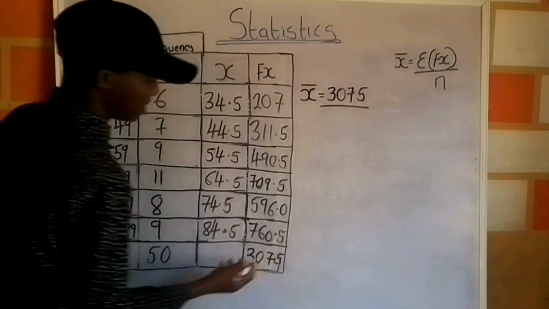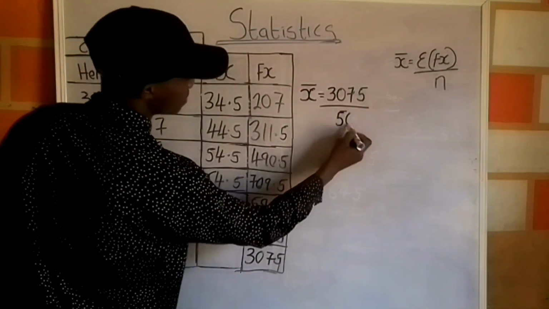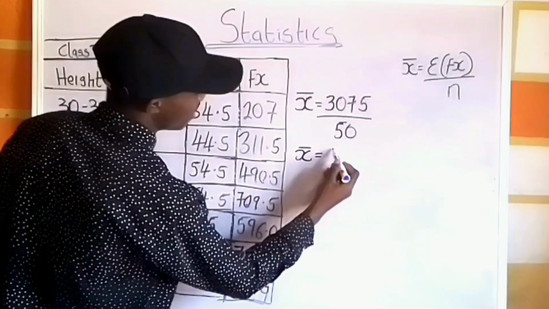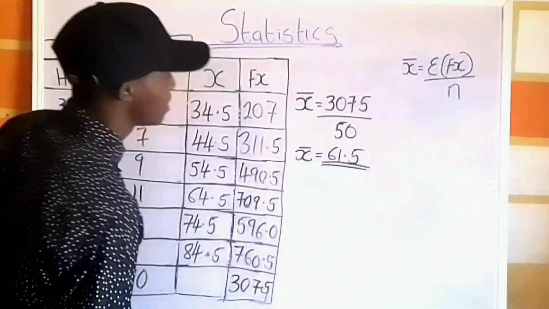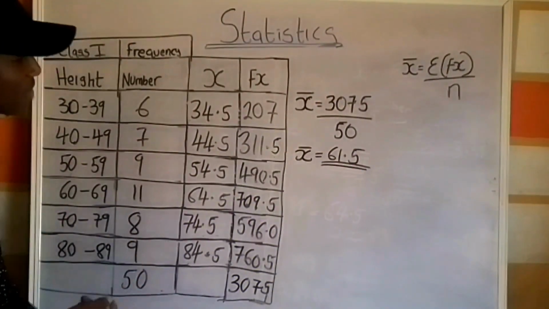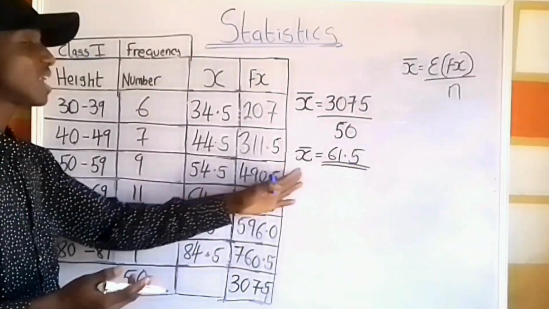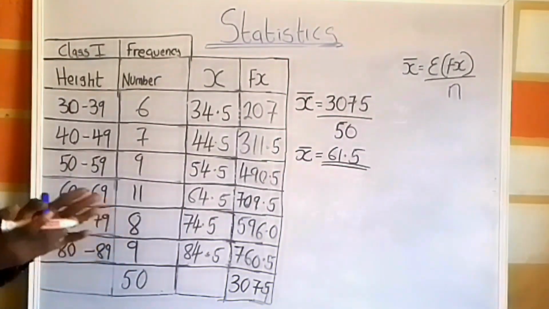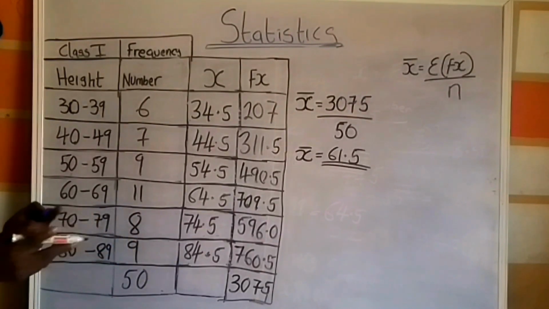all over the numbers of the plants, which is 50. So that is over 50. If you punch your calculator, you are going to get 61.5. So the value of the mean for this data is 61.5. I want you to note something. If you calculate your mean and you realize that your mean fell in a class interval which doesn't have the highest frequency, it is likely you might have made a mistake.